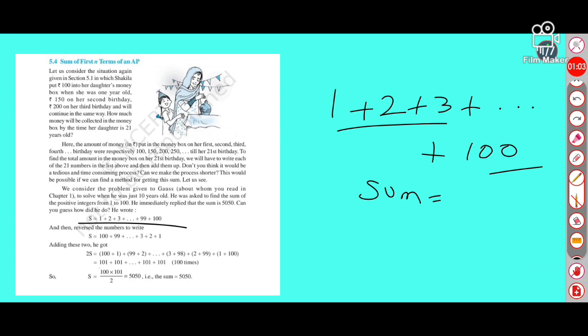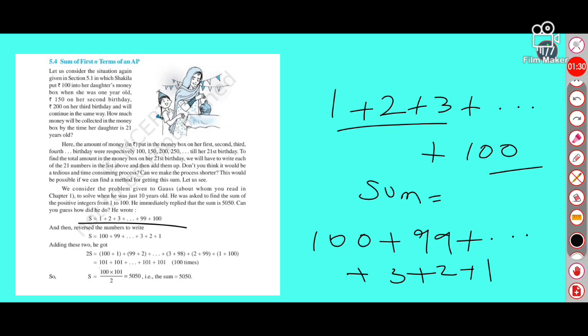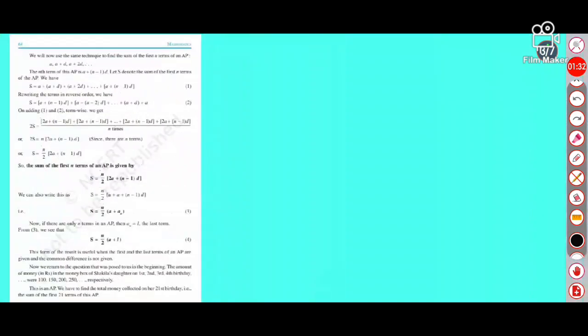So they have done it by rearranging this to be 100 plus 99 plus, and it goes on up to plus 3 plus 2 plus 1. That is, in the reverse order they have written. With this they are just making everything into a single sequence and arriving at the number. These are small basic things which we studied in our lower classes, but let's jump directly into the formula, which is more important.